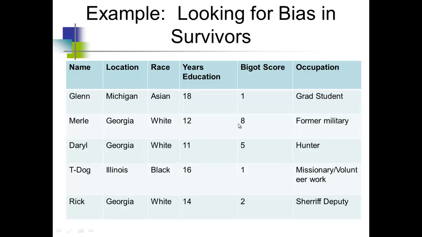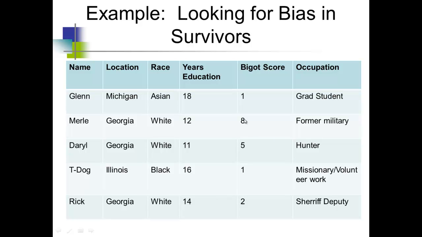With the bigot score, basically I assign these a score of 1 to 10, 1 being the lowest and 10 being the highest. So one thing that we as social scientists and statisticians might be interested in is why are some characters in The Walking Dead so bigoted? Why are they such jerks?